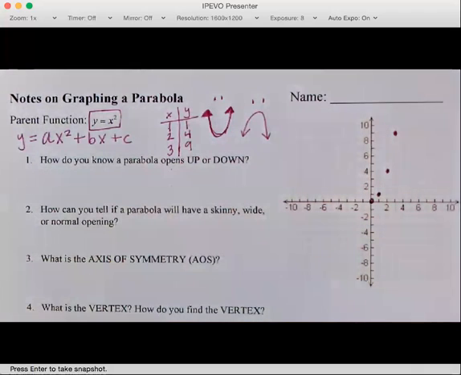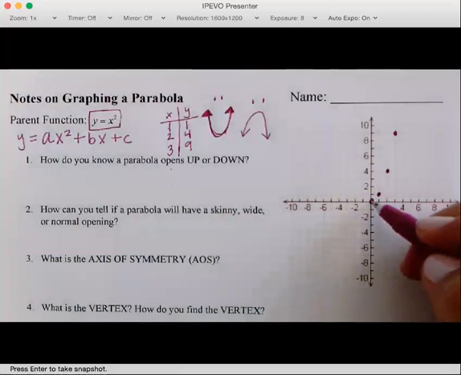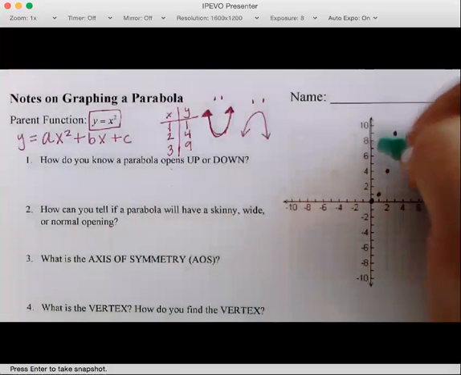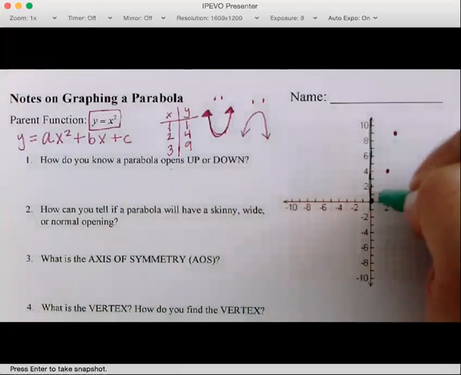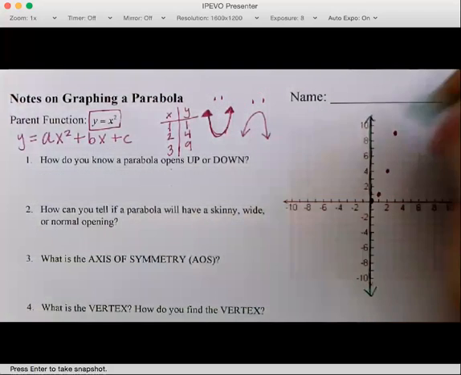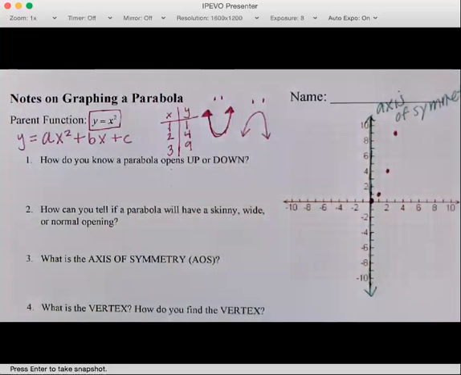Now, what's cool about a parabola is that it is symmetrical. Think of a butterfly being symmetrical. It has the same sides. So if I know that it's curving up this way, and this is my starting point, then this line right here is going to be our axis of symmetry. So it's the line that cuts the parabola in half.